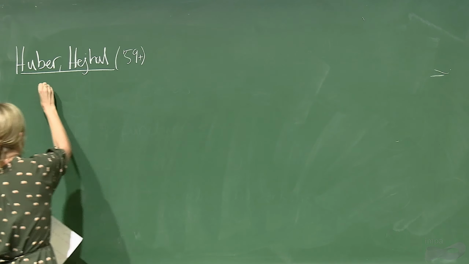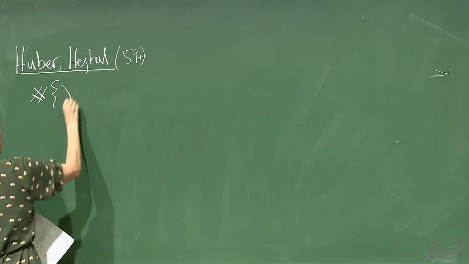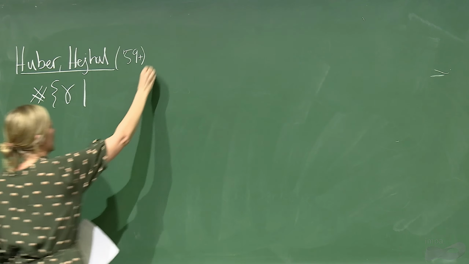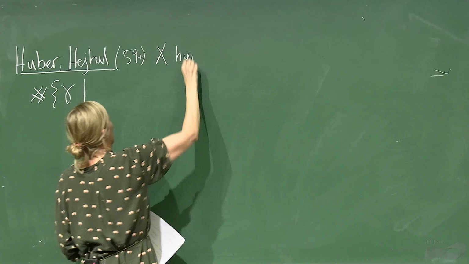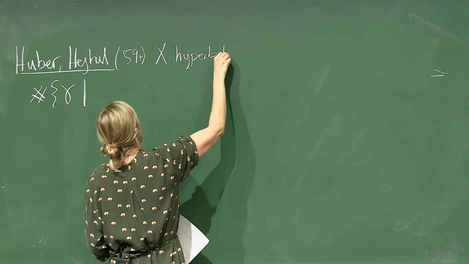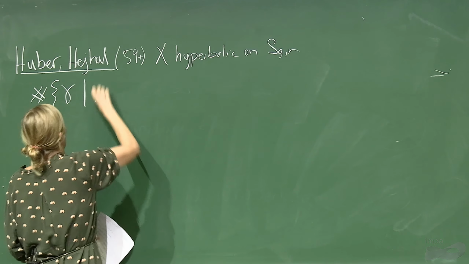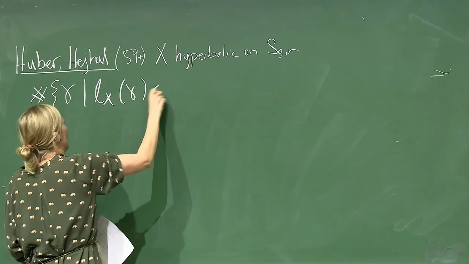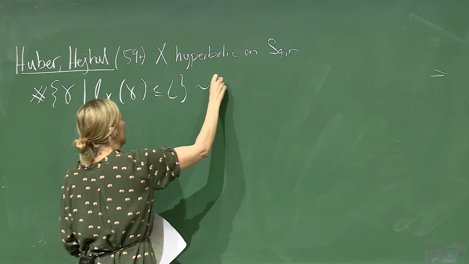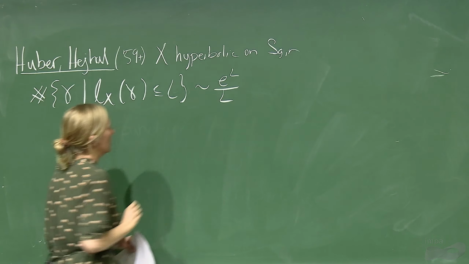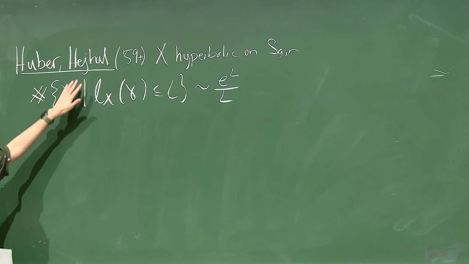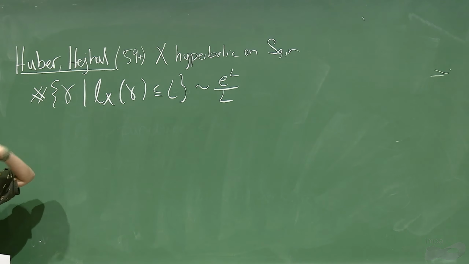That if you put no restriction and just count all closed geodesics, so X is a hyperbolic surface, and whose length is bounded by L, these grow asymptotically like e to the L over L. So Huber proved this for closed surfaces, Hejhal for allowing punctures.